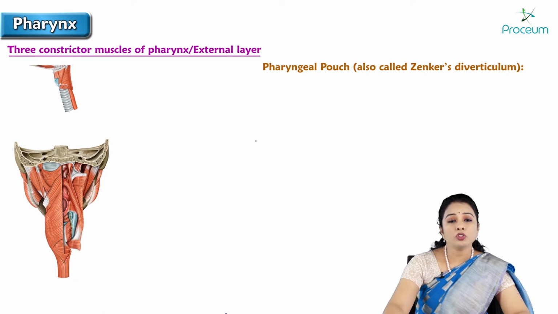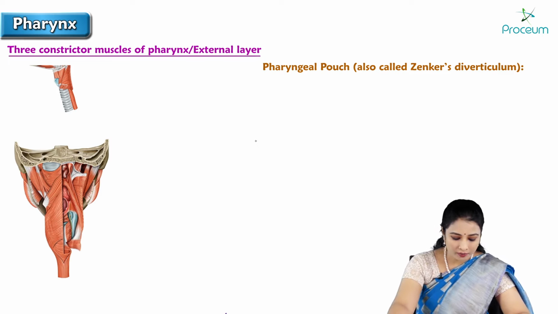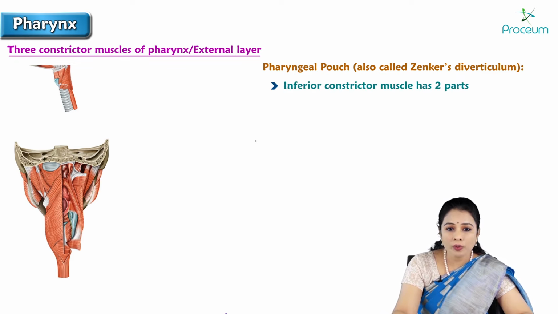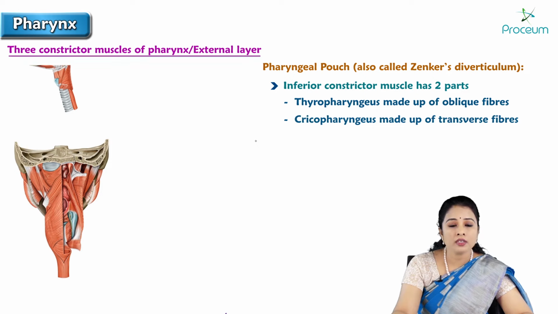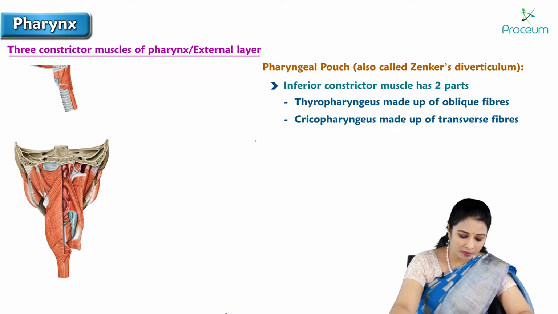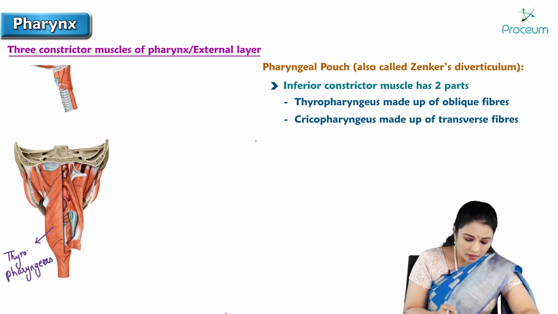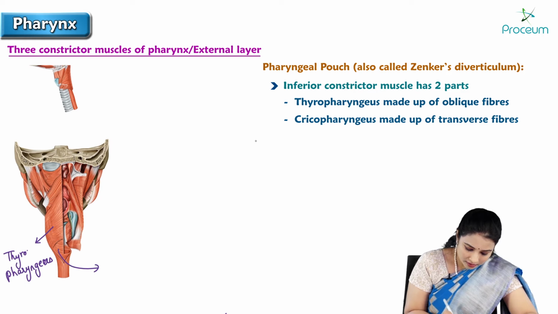Next is the pharyngeal pouch, also known as Zenker's diverticulum. The inferior constrictor muscle has two parts, thyropharyngeus and cricopharyngeus. Thyropharyngeus is made up of oblique fibers and cricopharyngeus is made up of transverse fibers. So here is the inferior constrictor. These oblique fibers are thyropharyngeus. We can appreciate that on one side it is the open pharynx, and posteriorly on the other side it is the closed one, and here is the cricopharyngeus.